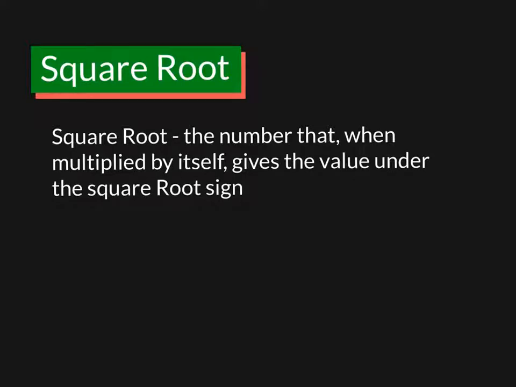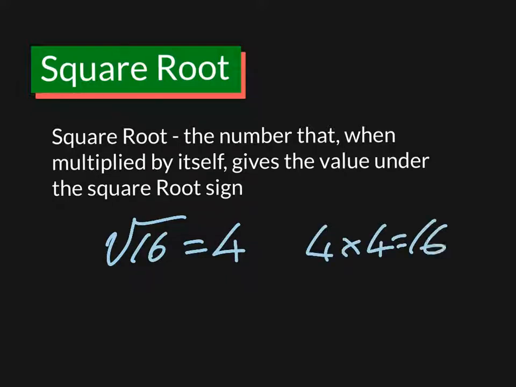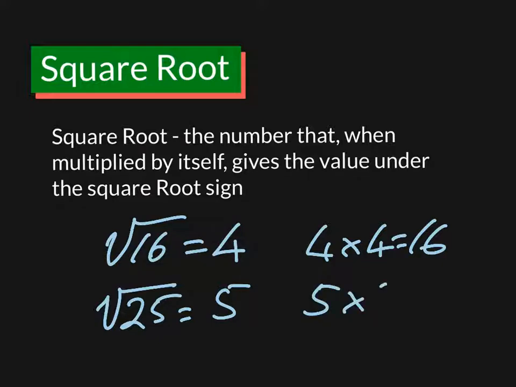A square root can be defined as the number that, when multiplied by itself, gives the value under the square root sign. So for example, the square root of 16 is 4, because 4 times 4 is 16. The square root of 25 is 5, because 5 times 5 is 25. And you say square roots like this: the square root of 16, the square root of 25.